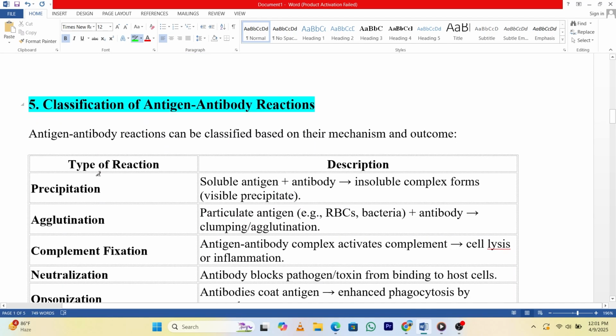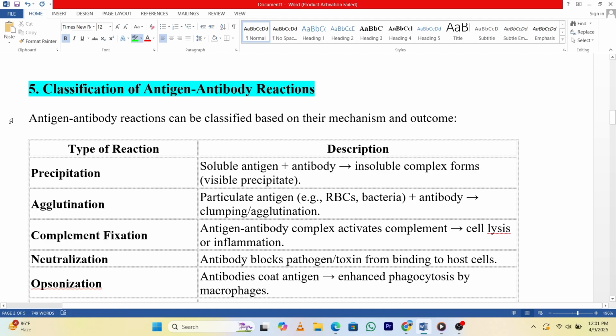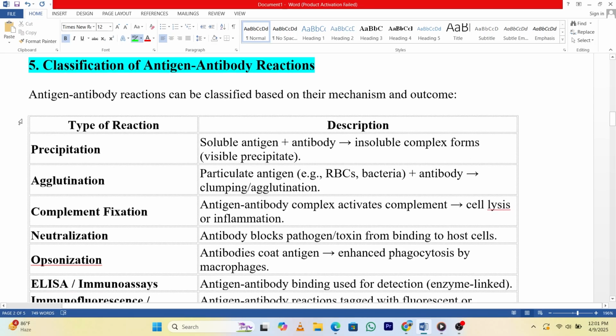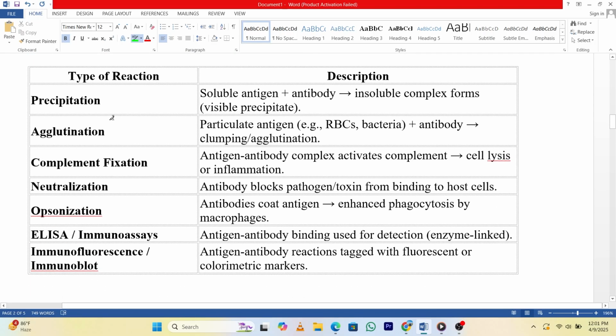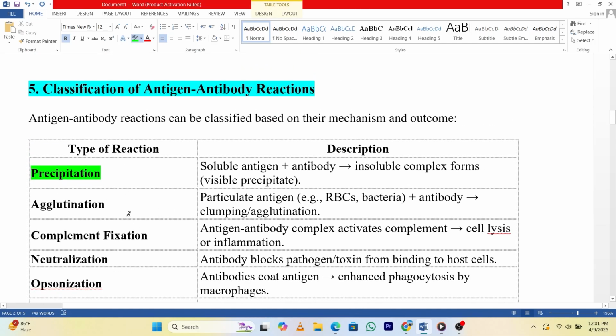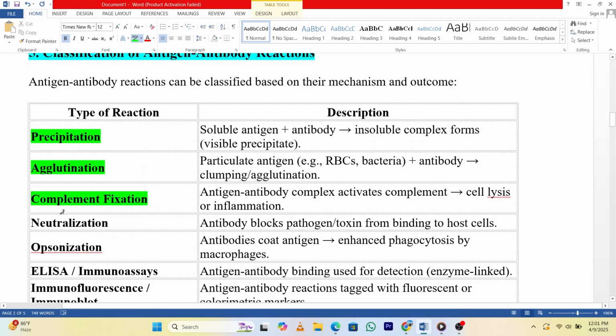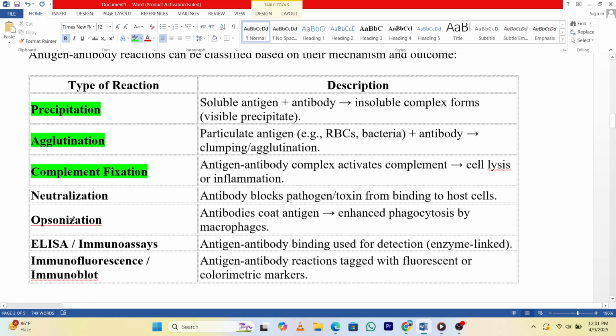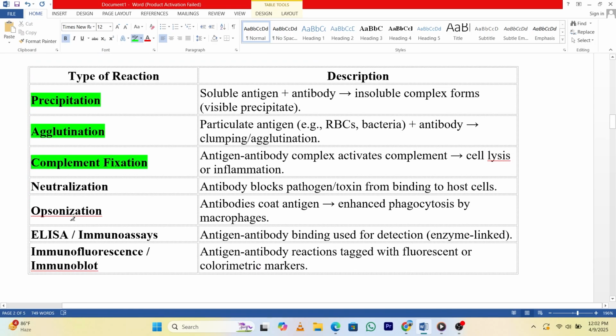5. Classification of antigen-antibody reactions. Antigen-antibody reactions can be classified based on their mechanism and outcome. Type of reaction, description. Precipitation: soluble antigen and antibody form a soluble complex, visible precipitate. Agglutination: particulate antigen, e.g., RBCs, bacteria, plus antibody causes clumping. Complement fixation: antigen-antibody complex activates complement, cell lysis or inflammation.